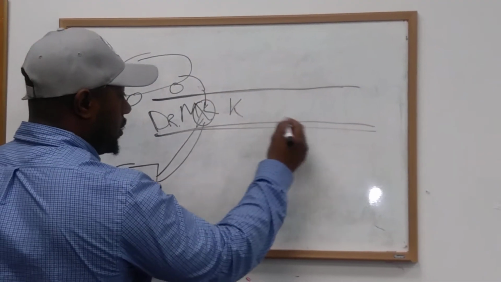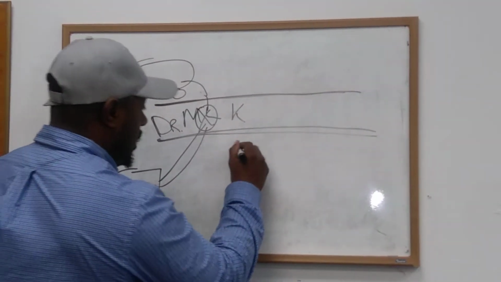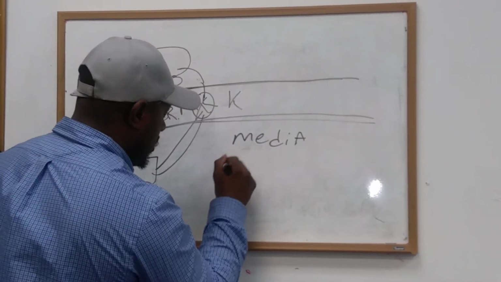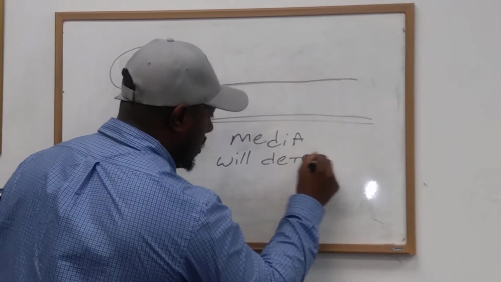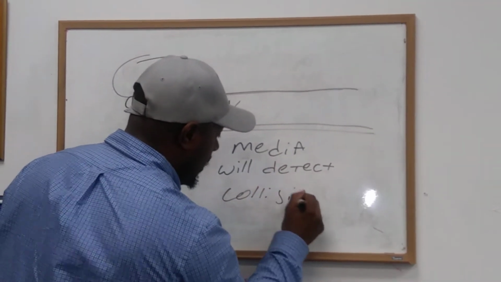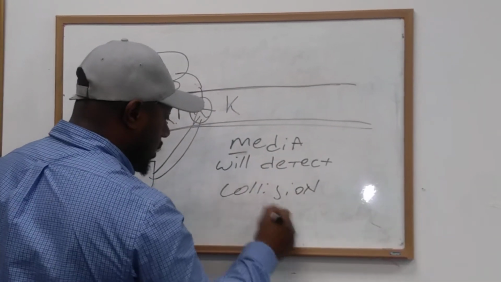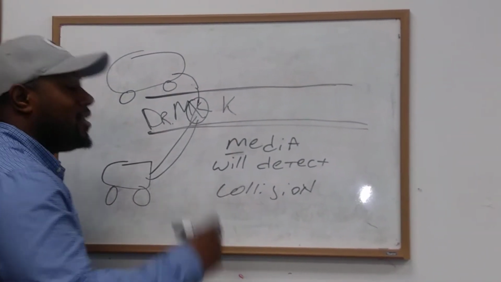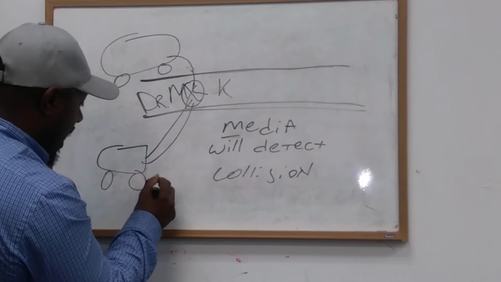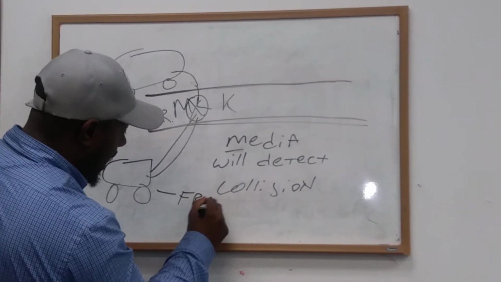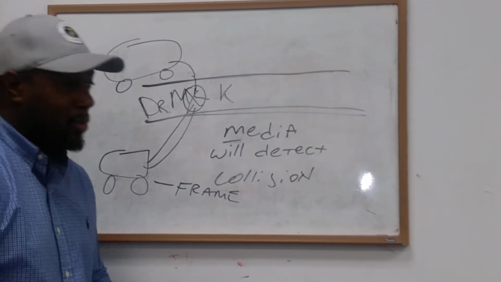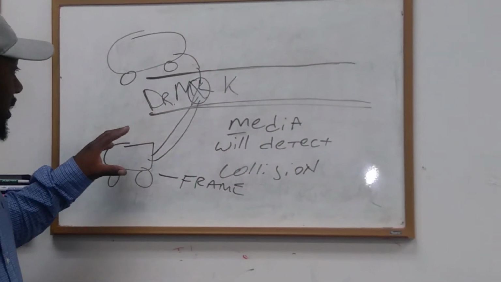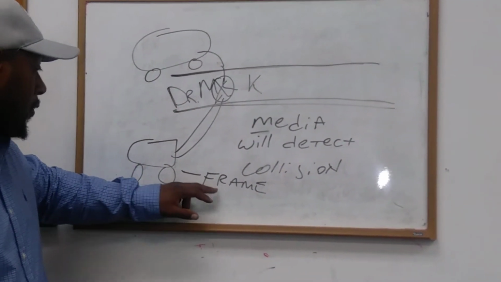The media would detect a collision. When the media detects a collision, I'm trying to think. So the car would be analogous to a frame. And I know somebody somewhere in the world is going to check me on this, but the car would be analogous to a frame.